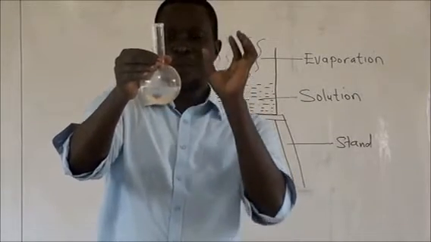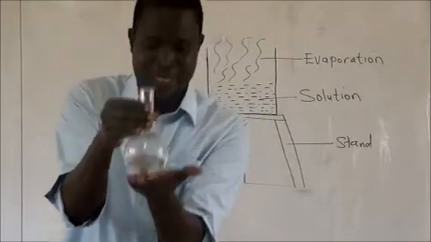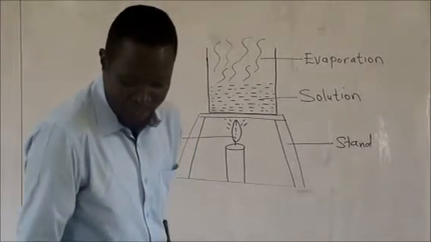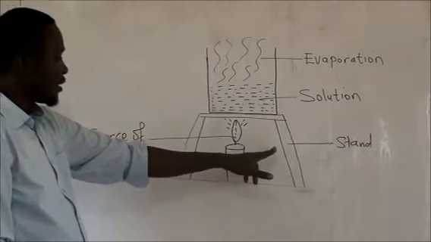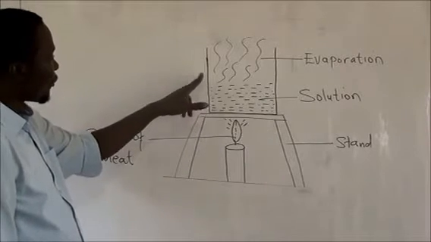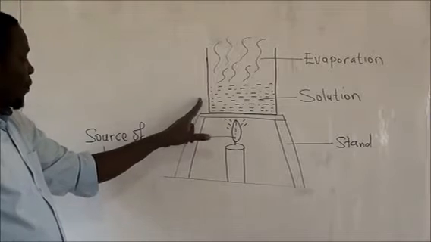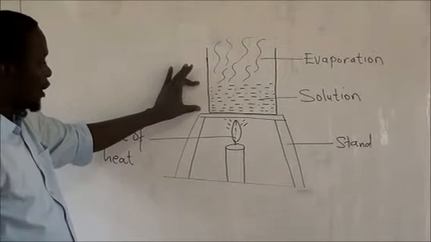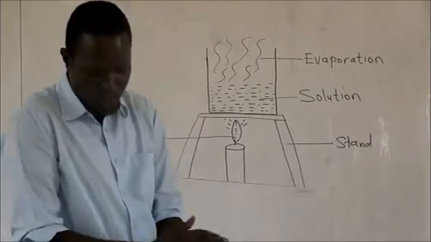Now, if we want to separate the solute from the solvent, in this case, we have to take this solution and boil it. We raise the temperature by heating, that is boiling. For example, as illustrated on the board, this is a stand. This is the source of heat. This is the boiling pan. This is the solution. We raise the temperature of the solution by heating. Then when the solution reaches boiling point, it will evaporate. The water there changes into vapor.